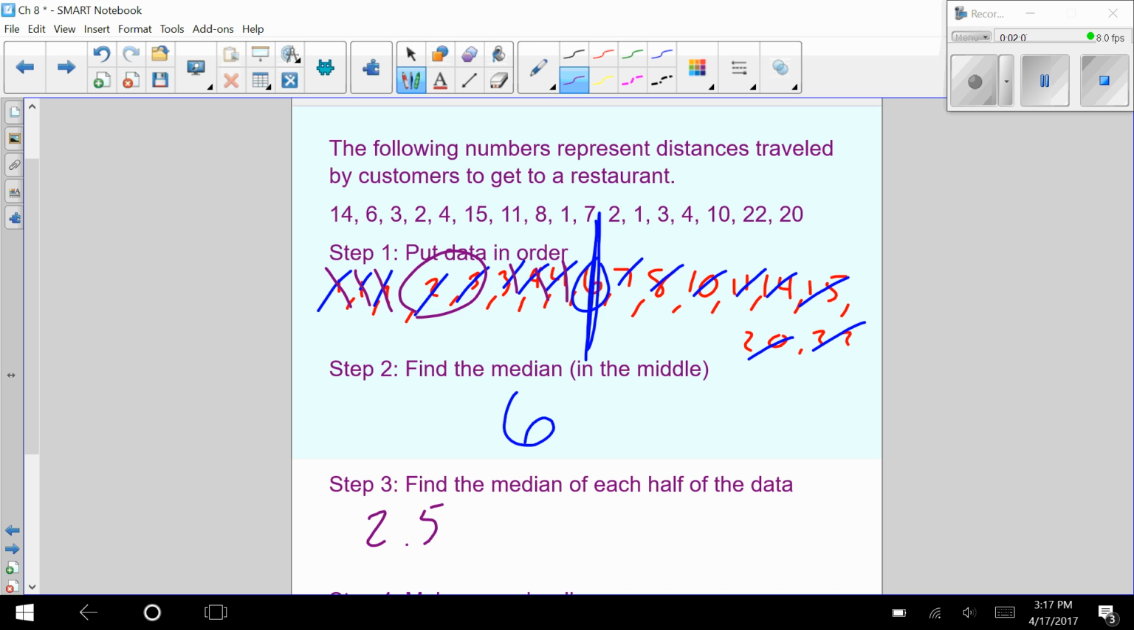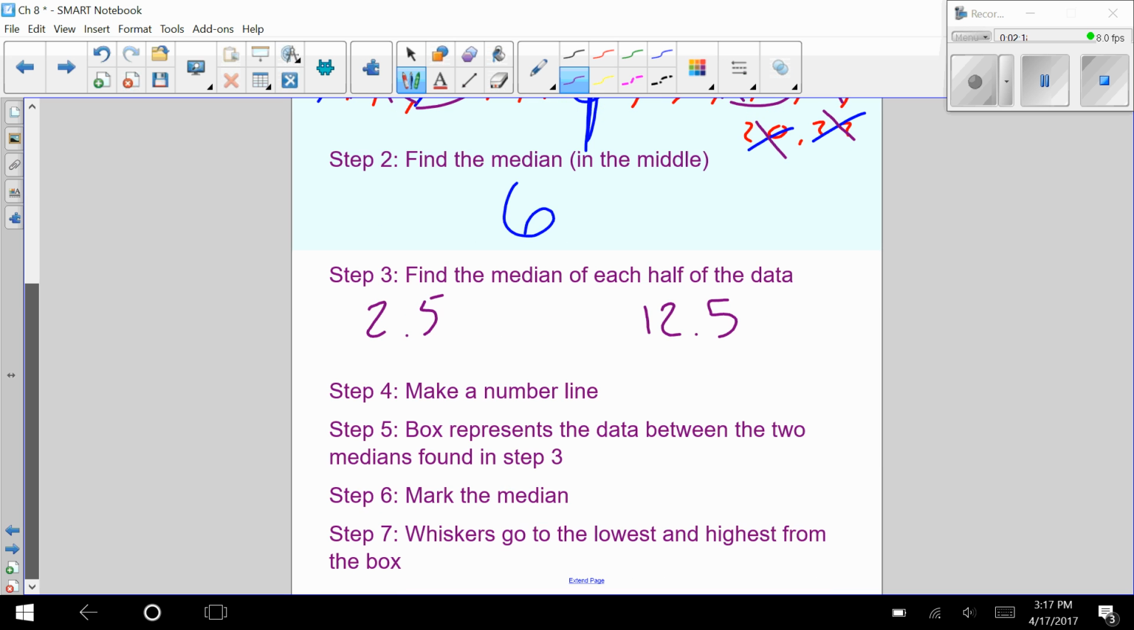Do the same thing on the upper side. 22 and 7, 8 and 20, 15 and 10. I've got 11 and 14 left. Add those together, divide by 2. My upper quartile is 12.5.